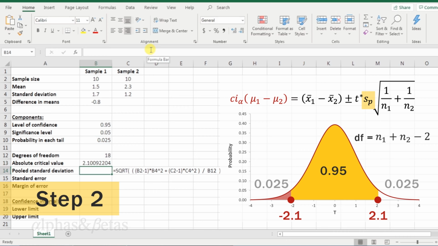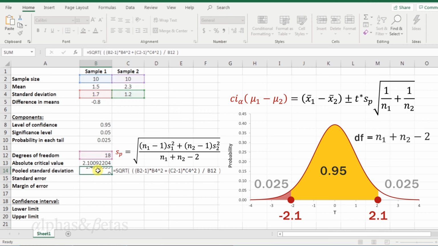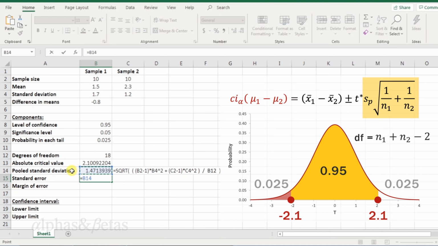Step 2. Calculate the pooled standard deviation. This is how you can enter the formula. Step 3. Calculate the standard error. This is how you can enter the formula.